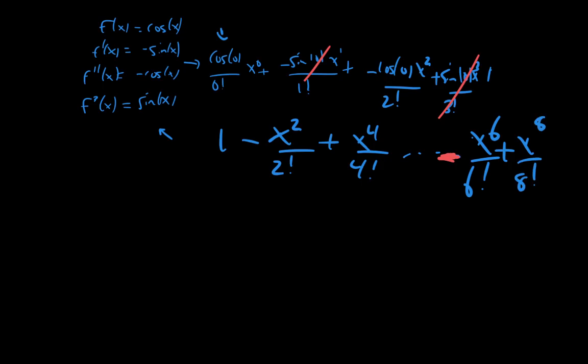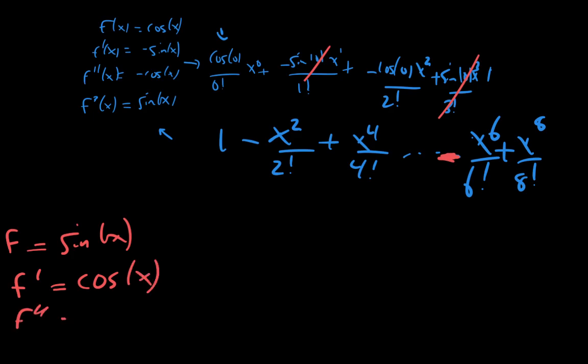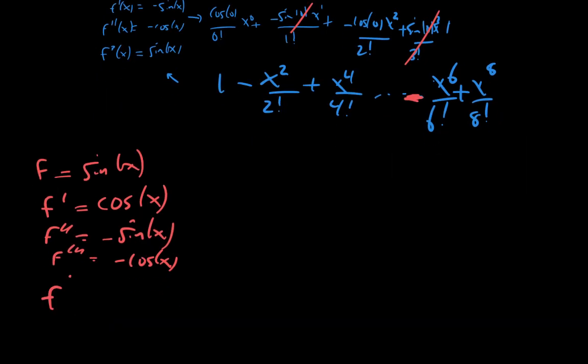So if we were to do sine now, we could do sine using the same method. Let's say f prime then is cosine of x. F double prime is minus sine of x. F triple prime is minus cosine of x. And then the fourth term would be the sine of x, as we started with.